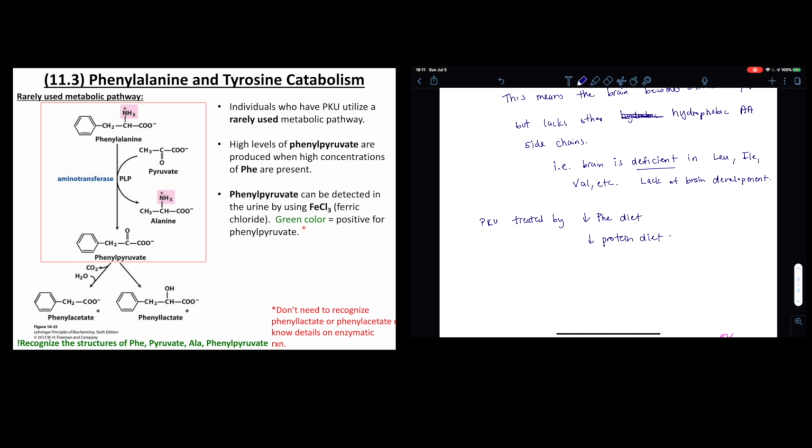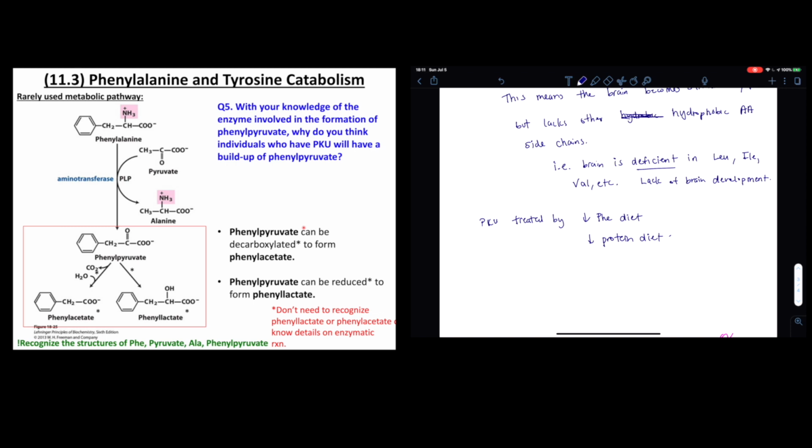And that phenylpyruvate, just letting you know, can be decarboxylated to form another compound called phenylacetate and can also be reduced to form phenyllactate. But these aren't really the important reactions, just showing you that this compound can also be degraded. The important thing I want you to know is that when you have a high quantity of phenylalanine, this rarely used aminotransferase gets put into play and makes a lot of phenylpyruvate.